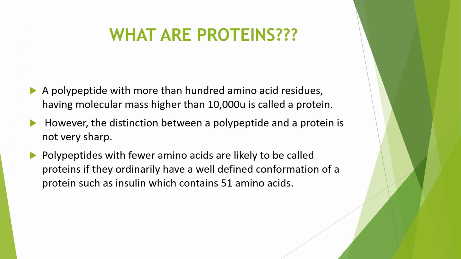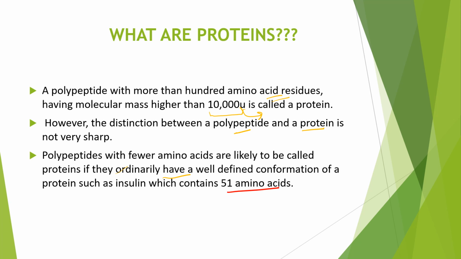Proteins are polypeptides which have more than 100 amino acid residues, having high molecular mass, 10,000 u. u is called unified mass. So the distinction between a polypeptide and a protein is not very sharp. Polypeptides with fewer amino acids are likely to be called proteins if they ordinarily have a well-defined conformation of a protein, such as insulin, which contains 51 amino acids. Amino acids we have already discussed in the previous video.